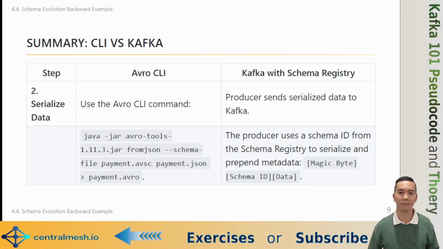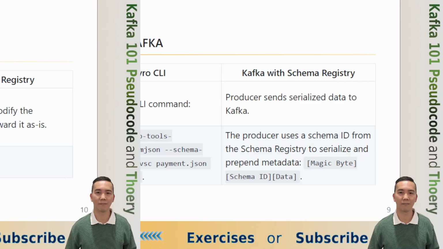Next, we serialize data using the schema. For the CLI, we manually create a JSON file with sample data and convert it into Avro binary format using the Avro CLI. The result is a binary file, payment.avro, which embeds both the schema and the data. For Kafka, the producer performs serialization automatically. It uses the schema from the schema registry, assigns a schema ID, and adds metadata to the message. This reduces the size of each message sent to Kafka, since the schema isn't embedded repeatedly.